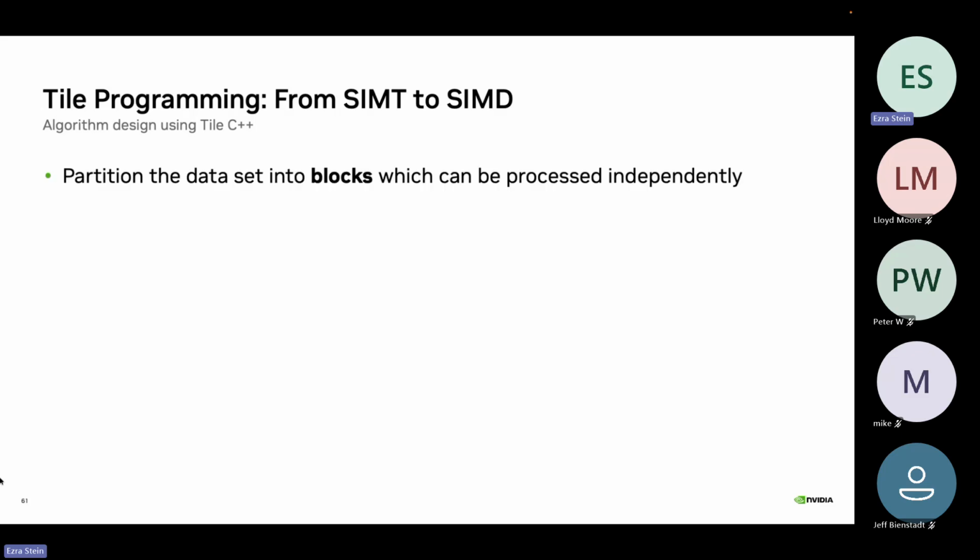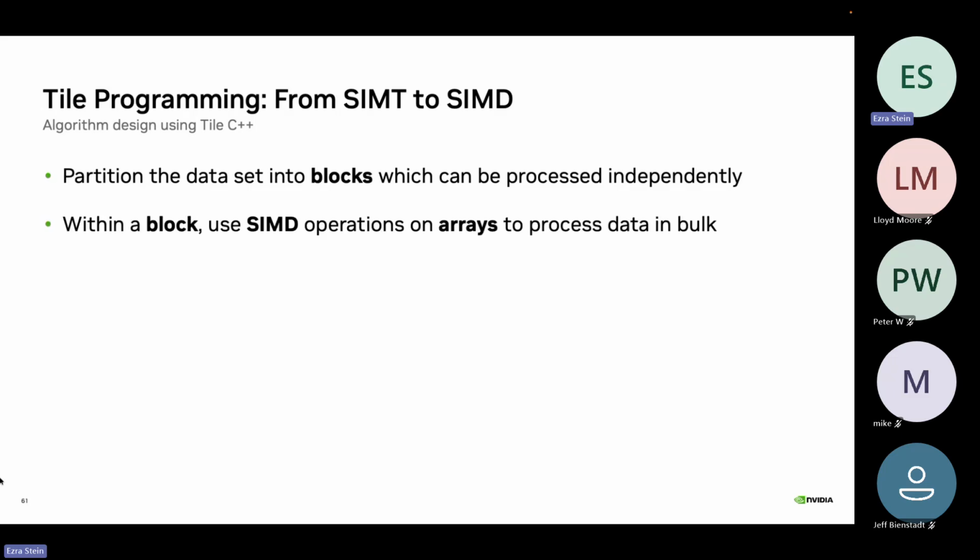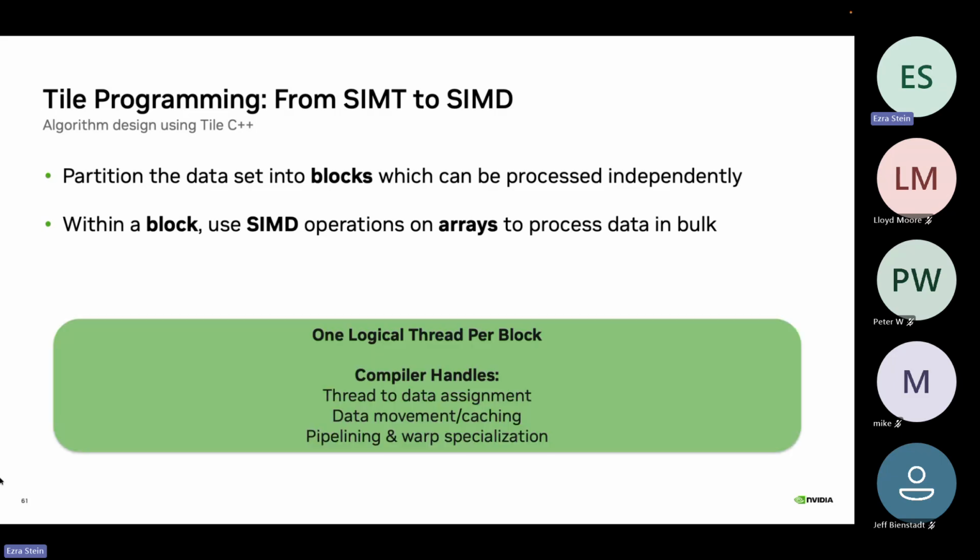So you first need to partition your data set into blocks that can be processed independently. And this is not really specific to the programming model. It's kind of inherent in the GPU. The GPU is only a finite size. However, in the next step, within a block, you use those SIMD operations and you use arrays to process the data in bulk. And then the compiler handles the rest. So the compiler will analyze the whole program and will do all the optimizations I talked about earlier. So the caching, the pipelining, warp specialization, all those hardware specific details.